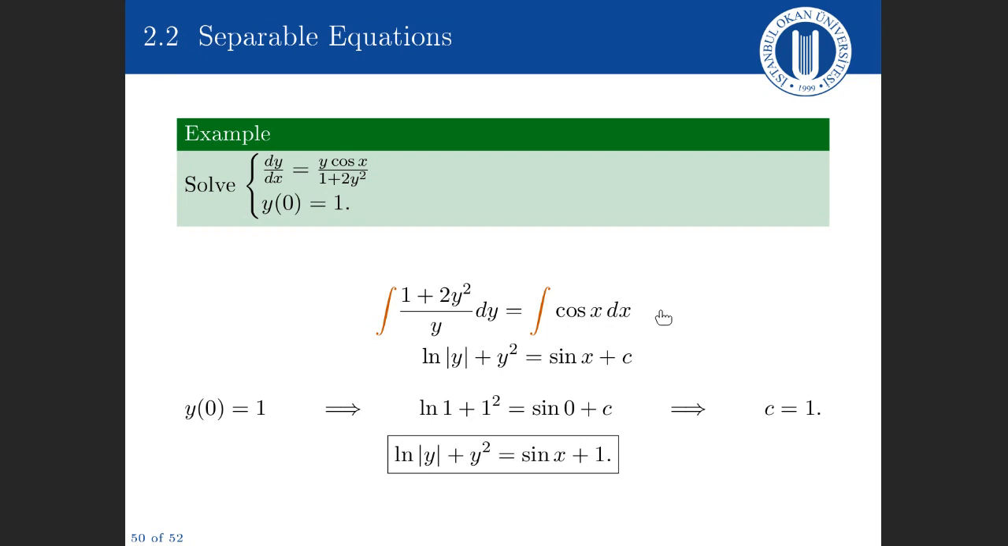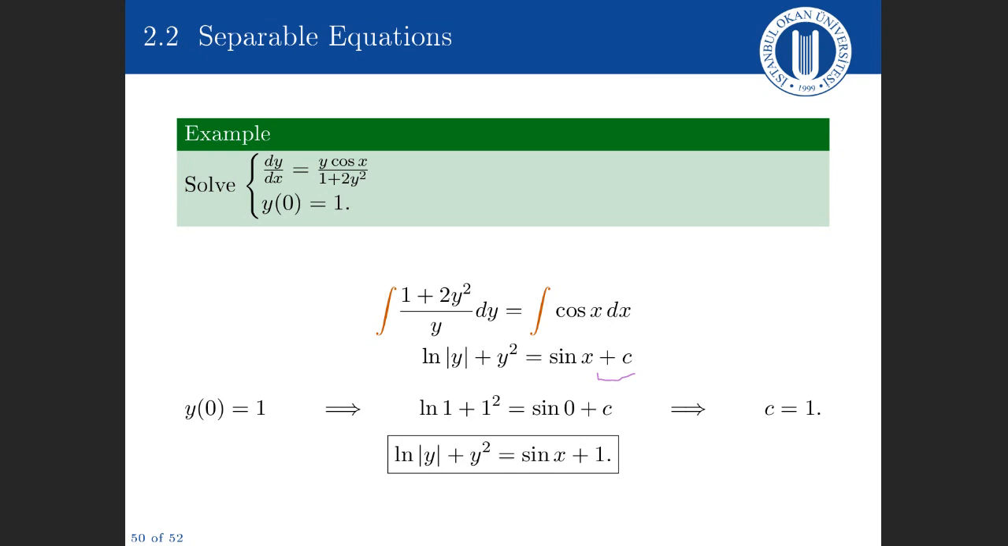is equal to cos x dx. Because all of the y terms are on the left and all of the x terms are on the right, we're allowed to integrate. So we're allowed to add these orange integral signs on both sides. The integral of (1 plus 2y squared) over y is the natural logarithm of the absolute value of y plus y squared, and the integral of cos is sine. Don't forget that when we integrate, we have to add on plus c.